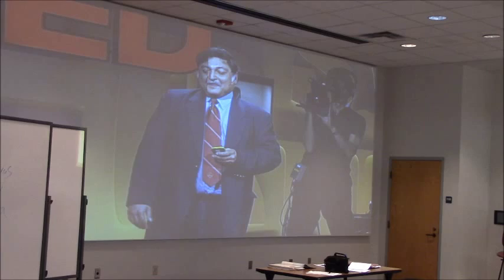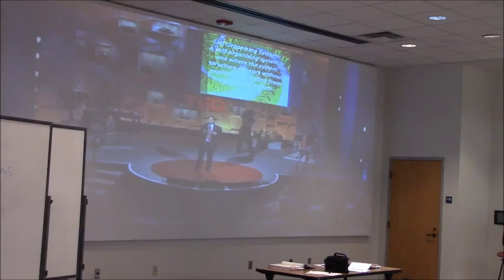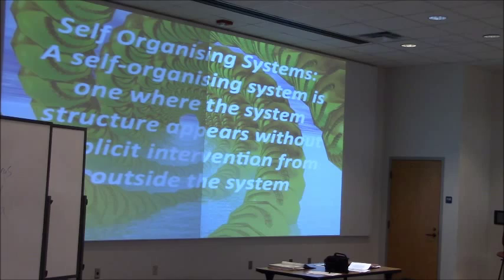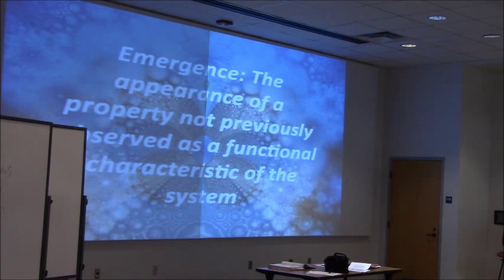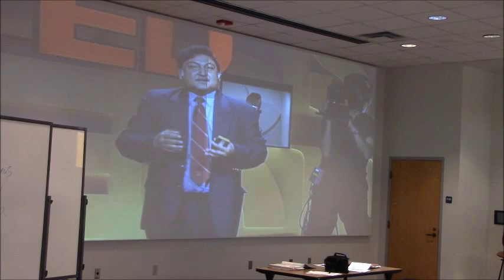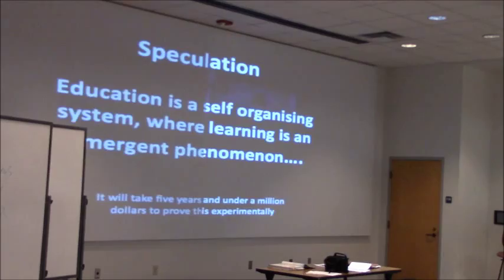I think we've just stumbled across a self-organizing system. A self-organizing system is one where a structure appears without explicit intervention from the outside. Self-organizing systems also always show emergence, which is that the system starts to do things which it was never designed for, which is why you react the way you do, because it looks impossible. I think I can make a guess now. Education is a self-organizing system where learning is an emergent phenomenon. It will take a few years to prove it experimentally, but I'm going to try.